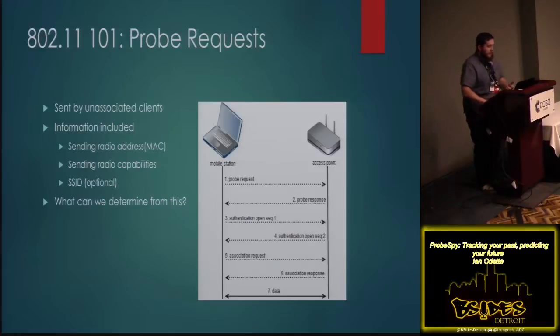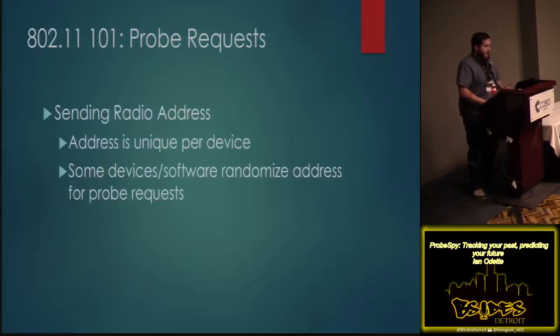So the information included in these packets are the MAC address of the sending radio, the sending radio's capabilities, and the SSID as an optional field. Given those little pieces of information, what can we determine about the device? The sending radio address field, generally speaking, would be the burnt-in MAC address of the device. So if the device wasn't attempting to obfuscate its own MAC address, we would be able to determine that.